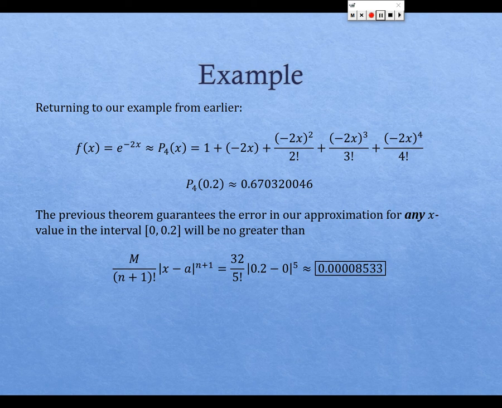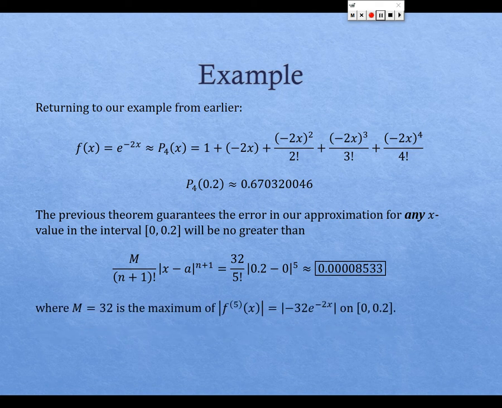Okay, now we still have some questions about where this 32 came from. So we need to step off to the side and figure out why I wrote 32 here for the maximum value of the fifth derivative. So let's just make sure we're clear that by M equals 32, we mean this is the maximum value of the fifth derivative. Now, I've actually written down the fifth derivative, but it's not hard to get.